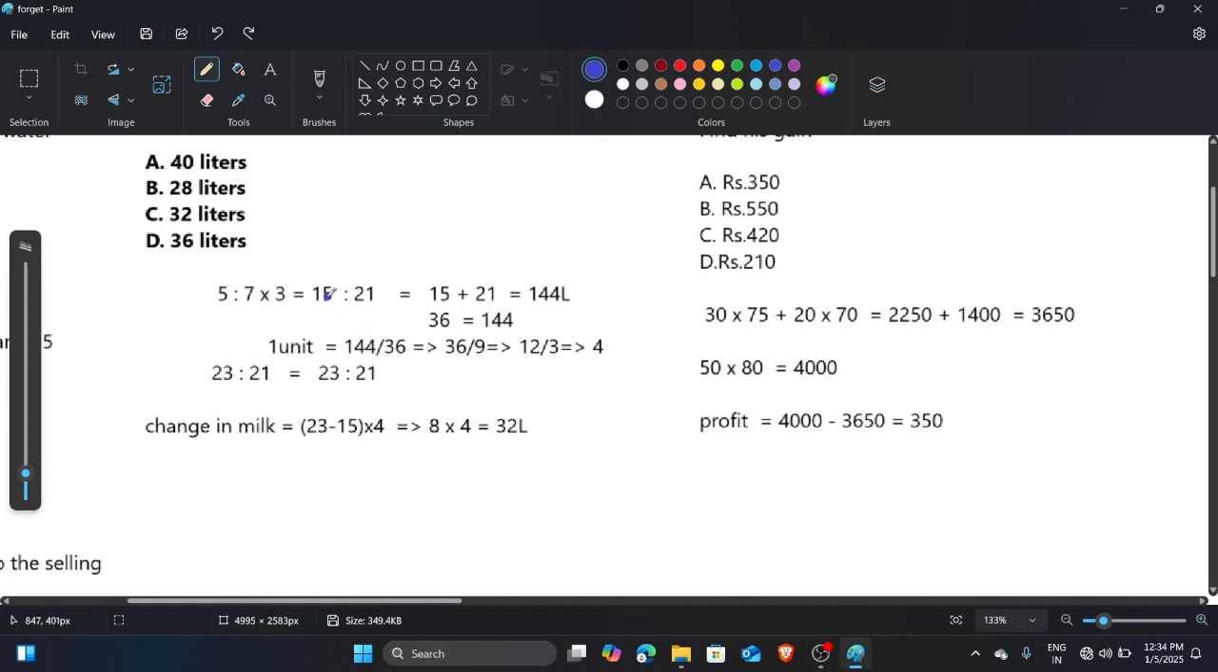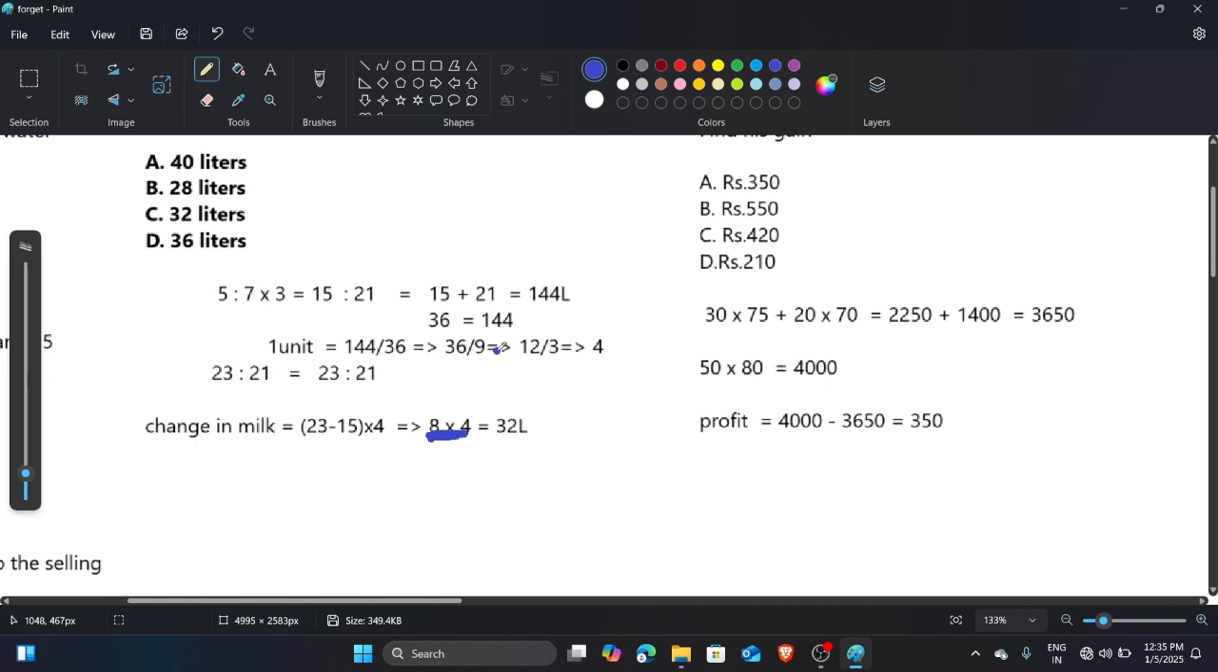Now if you see that the difference between the ratio is nothing but 8. 8 units, this is the 8 units we get. The difference in the ratio of milk. First it is 15 and now 23. It means if we multiply 4 into this difference, then we get the quantity of milk that has been added. So the 32 we get, and this is the answer C. C is the answer. I think you understand very well what I have done.